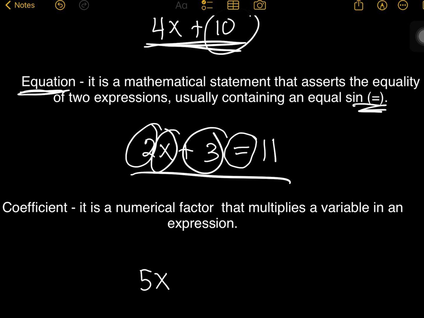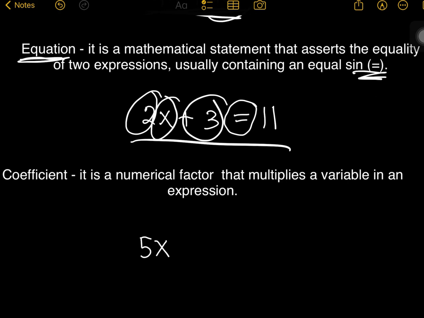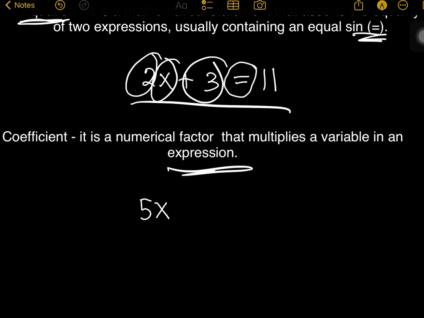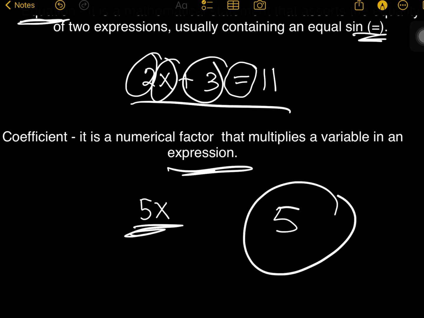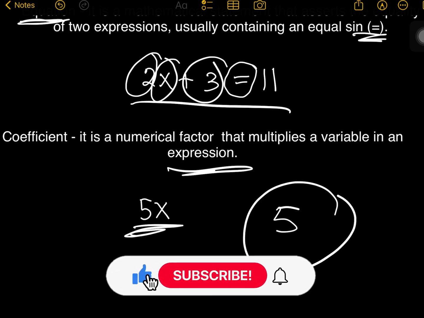A coefficient is a numerical factor that multiplies a variable in an expression. So in this example, 5 is known as the coefficient of the term 5x. Right? So let's have more examples for us to understand letters for numbers.